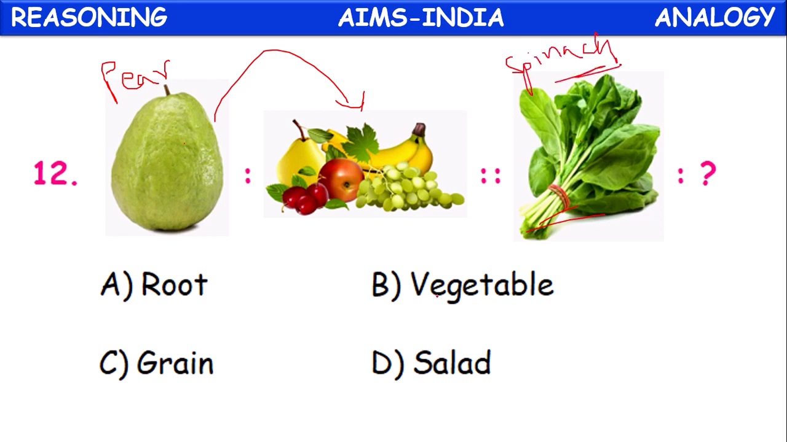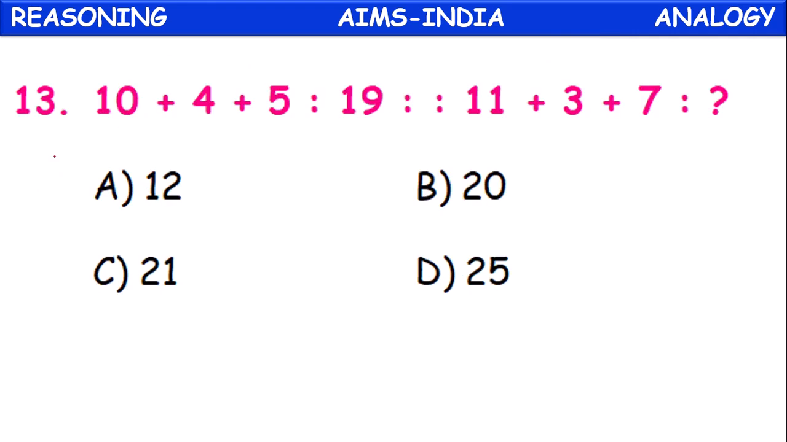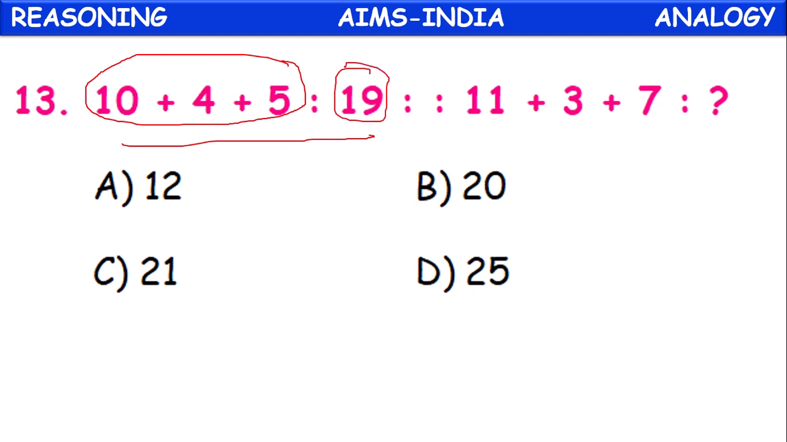So this fruit is pear. It's related to fruits. This leafy vegetable, it's spinach. Spinach is a vegetable. This pear is a fruit. This spinach is a vegetable.